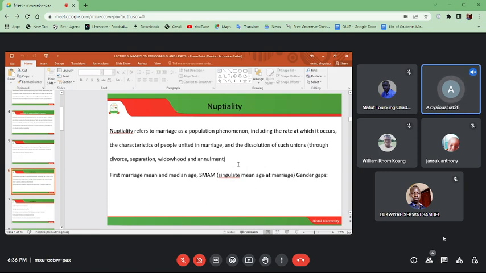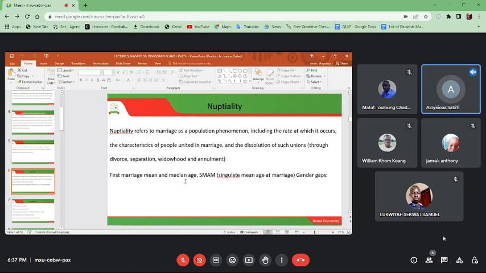A phenomenon is a scientific realm, something that has scientific backing. That's what we call a phenomenon: scientific, evidence-based study. So it refers to marriage as a population phenomenon, including the rate at which it occurs, the characteristics of people united in marriage, and the dissolution of such unions through divorce, separation, widowhood, and annulment. First marriage, okay.